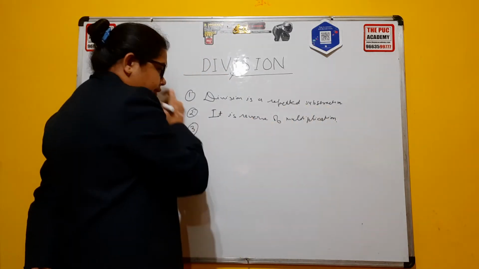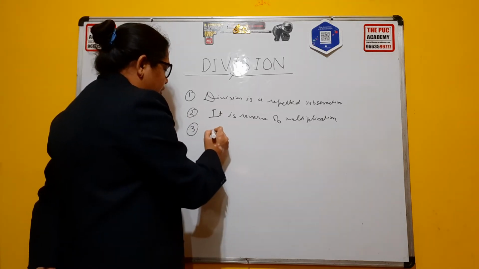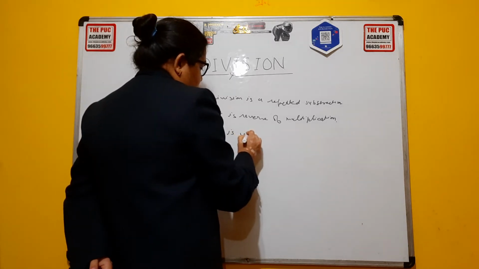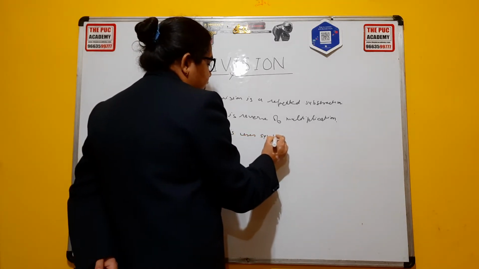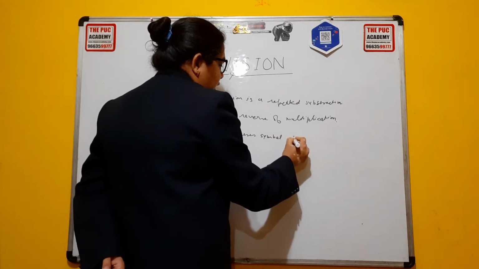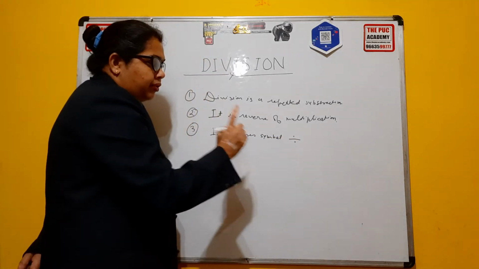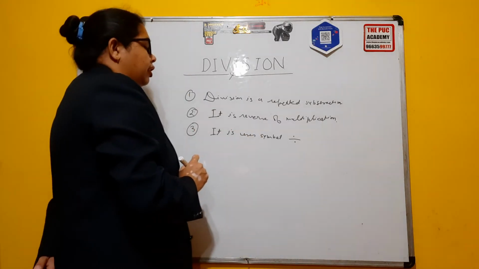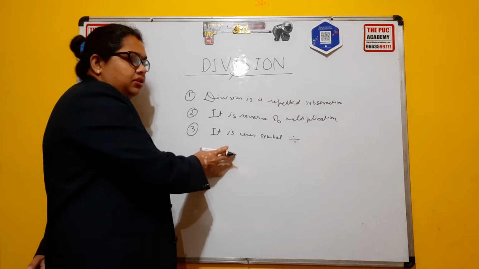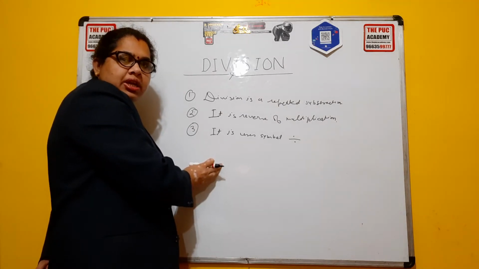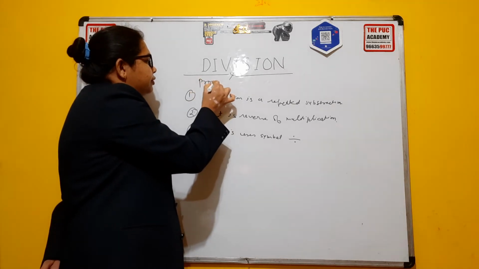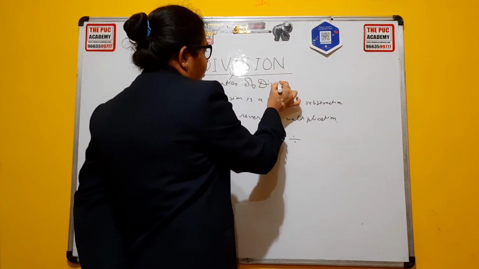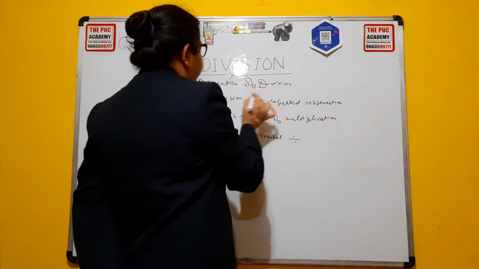The third point is, it uses a symbol like one dash and two dots. The symbol used is this. Now we'll take an example. These concepts you can also say are properties of division.